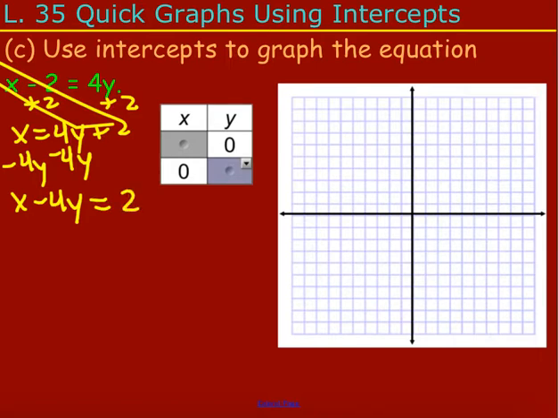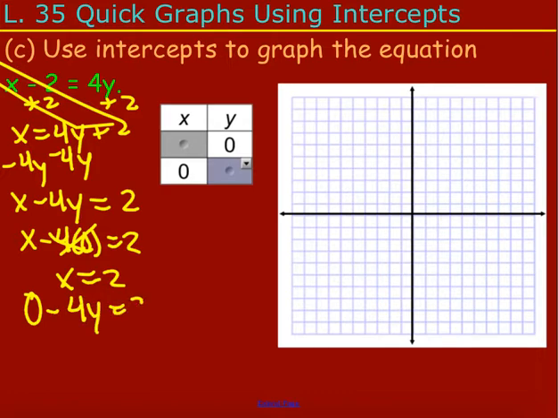And then we start plugging things in, and we say, okay, if y is 0, we have x minus 4 times 0 is equal to 2. So x is equal to 2. And we do it again. We say 0 for x, so minus 4y is equal to 2. This goes away, and we have a negative 4y, so we divide by negative 4. And we get y is equal to negative 0.5.